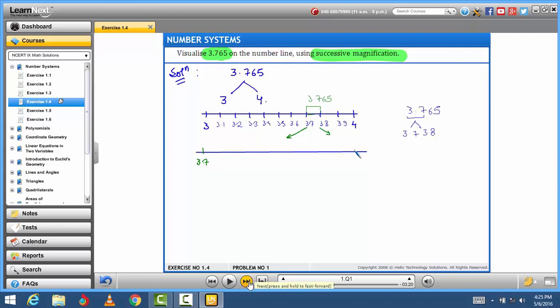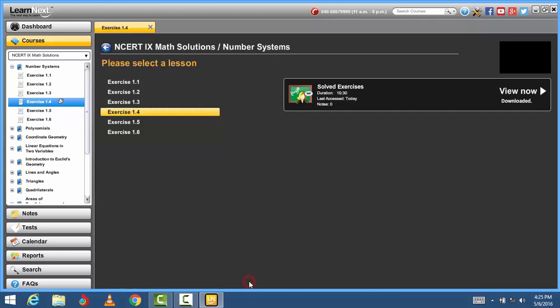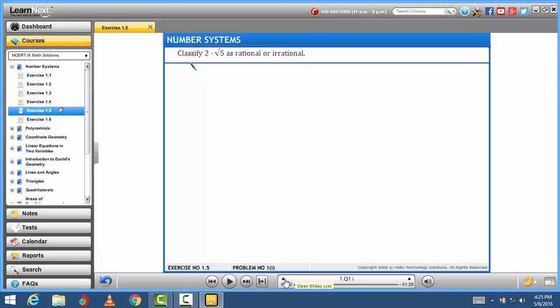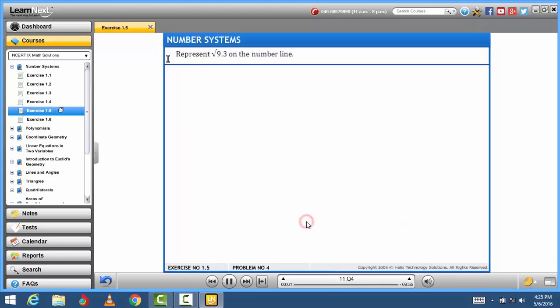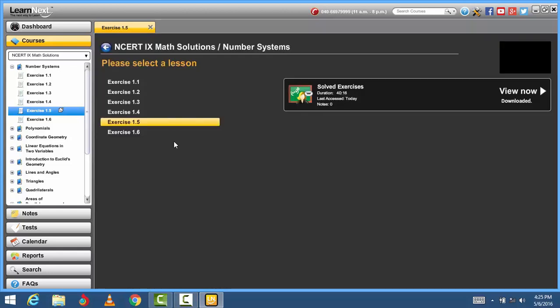Clicking here, this is problem number 2. If you want to go to any other exercise, click the exercise. You may click here, all the problems will be there. Whatever you want to see, click that. It will start teaching as the teacher is teaching on the board. This way, each and every sum of each and every exercise of the entire math book is solved as the teacher is teaching on the board.